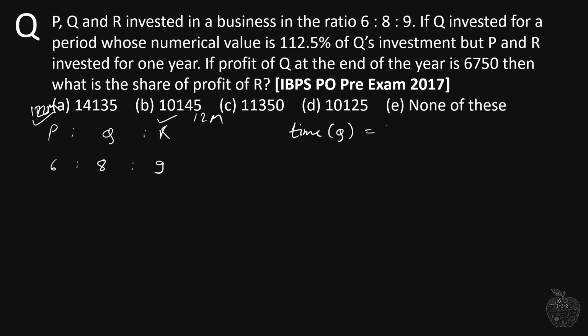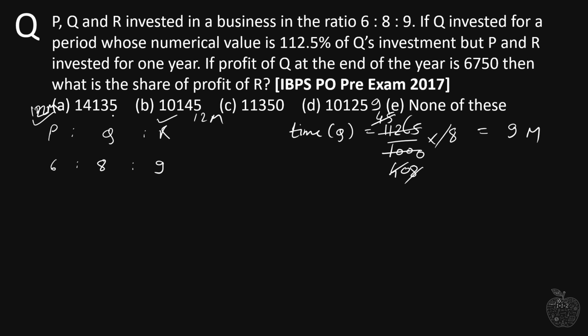Q invested 112.5% of Q's investment. Q's investment here is 8. So now let's solve this. We remove this decimal point and add another 0 here. Now this can be simplified with 25. So 25 4s are 100, 12 remaining, and 25 5s are 125. Again 25 4s are 100, 0. And this can again be simplified with 5 9s are 45, 5 8s are 40, 8 cancelled. So we get the time period of Q, which is 9 months.